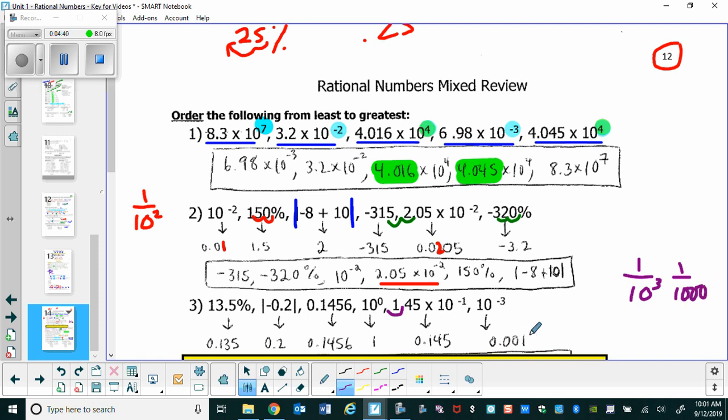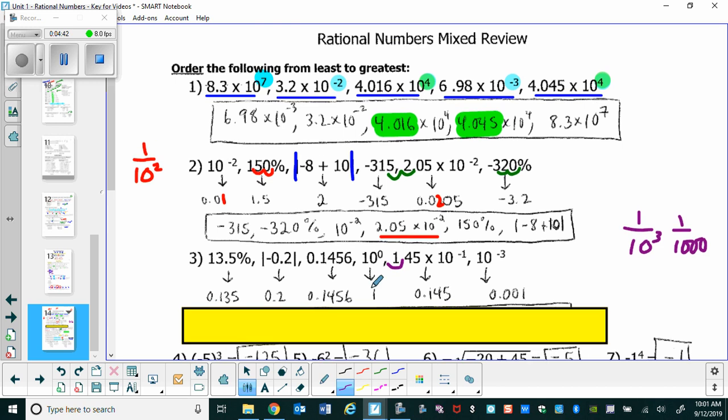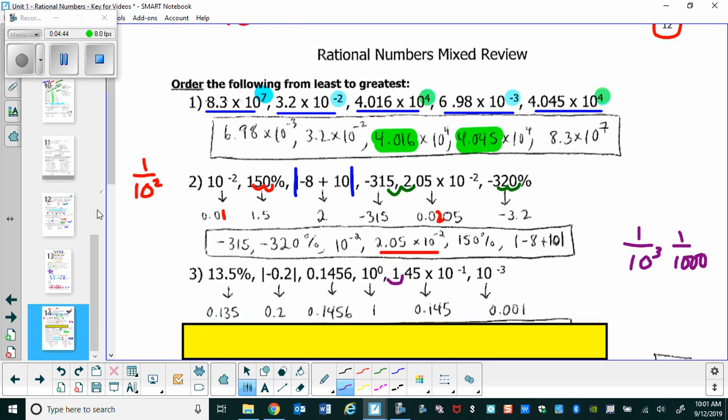0.001, okay? So now we've got some numbers to order from least to greatest. So for the decimals, 1 is smaller than 2, 1, 1, 0. In my 10th spot, that one is the smallest. So this is going to be the smallest number in my list, the 10 to the -3.